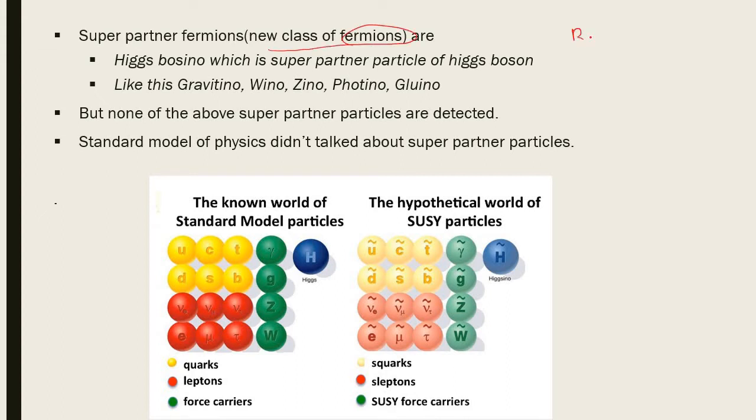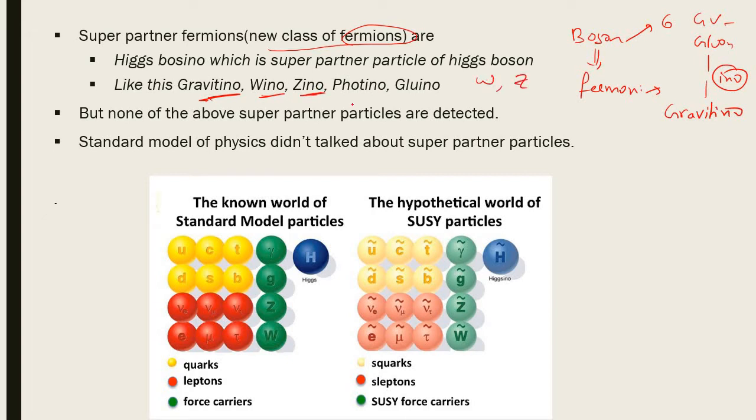See, these are bosons. What are bosons? We discussed six, no? Graviton, gluon, all those things. So for them, the newly defined class of bosons are fermions. For them, what they did is, in the end, they added the term INO. So it is graviton, so it is gravitino. Gravitino, Vino, Zino. Normally it is W and Z, no? So Vino, Zino, Photino, Gluino, etc. So these are super partner fermions, meaning a newly defined class of fermions.